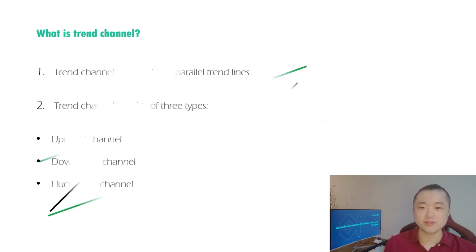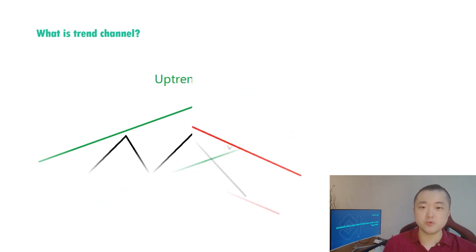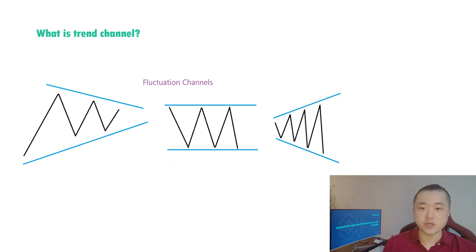So how to draw them? Let's watch the first photo. This is an uptrend channel, and to get this channel, we have to connect both higher points and lower points. This also applies to the downtrend channel, as you can see from this picture. Thirdly, fluctuation channels contain lots of patterns, but I only provide three main patterns that we will discuss later. So you can first know what they look like in this session.